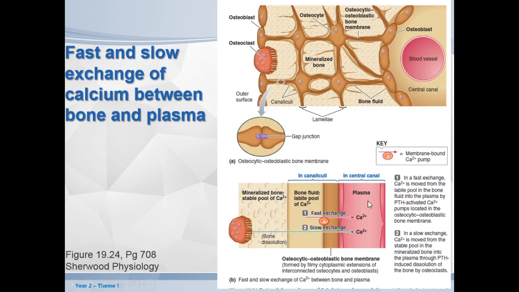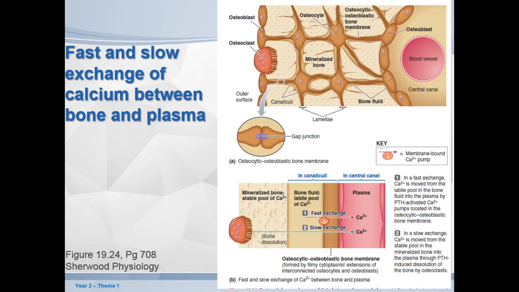So here is the same concept. This pink color is showing the blood in the central canal. This dark brown color is showing the osteocytic osteoblastic membrane, all the cells, osteocytes and osteoblasts, which are connected to each other through gap junctions and behave like a single membrane. And this light brown color is the bone fluid. So when the calcium is removed from this bone fluid, it first diffuses into the osteocyte cells, and then it diffuses into the plasma. This is fast exchange or rapid exchange.